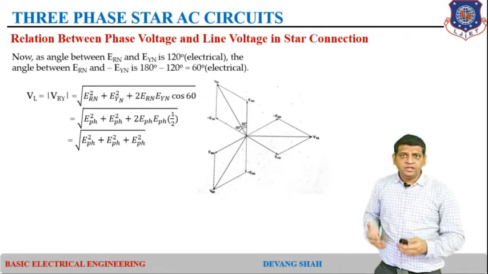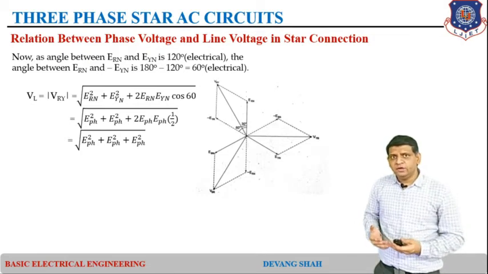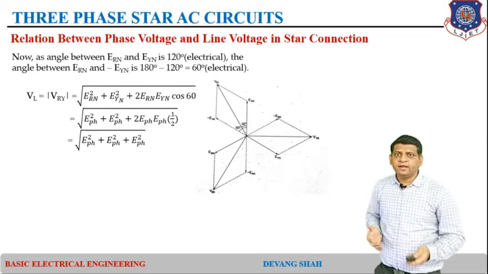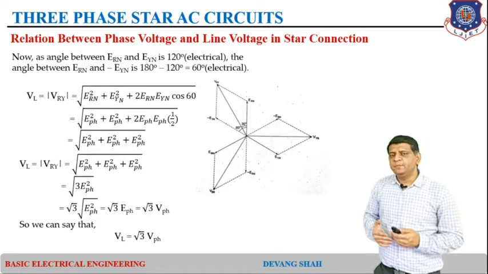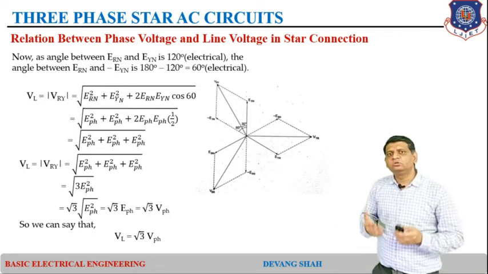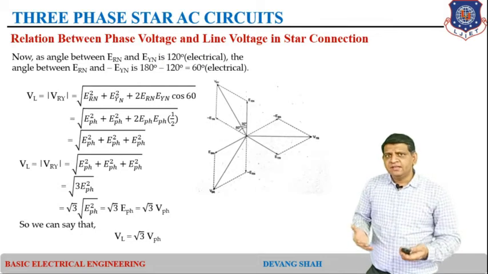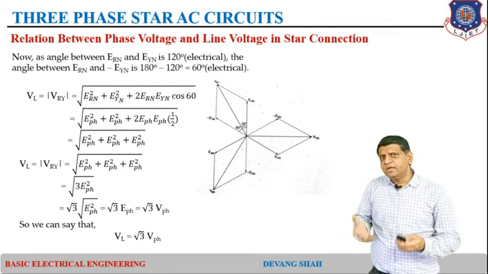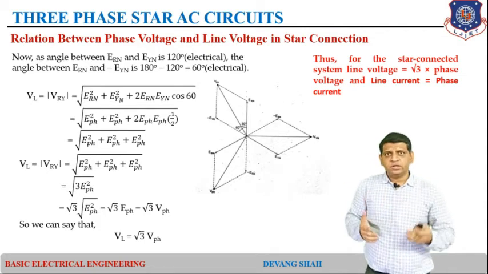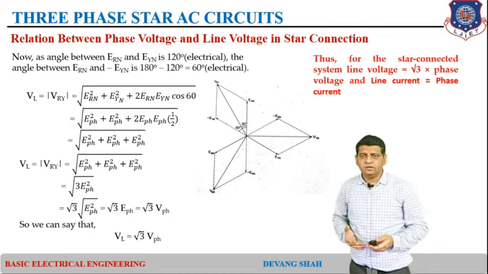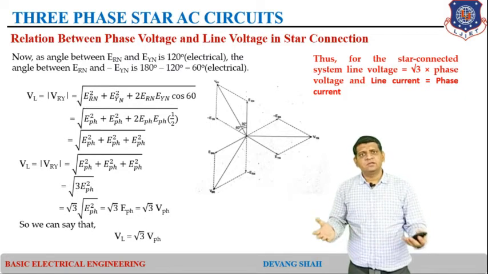VRY is equal to the square root of ERN square plus EYN square plus 2 into ERN into EYN cos 60, and once you solve this using trigonometry, the final equation would be VRY is equal to root 3 times EPH. I can conclude that the line voltage is nothing but root 3 times the phase voltage, right? In that case you will get the same answer here: VYB is equal to root 3 times EPH, and in the same way VBR is equal to root 3 times EPH. Thus for the star connected system, line voltage is nothing but root 3 times the phase voltage, and line current is the same as the phase current, right?